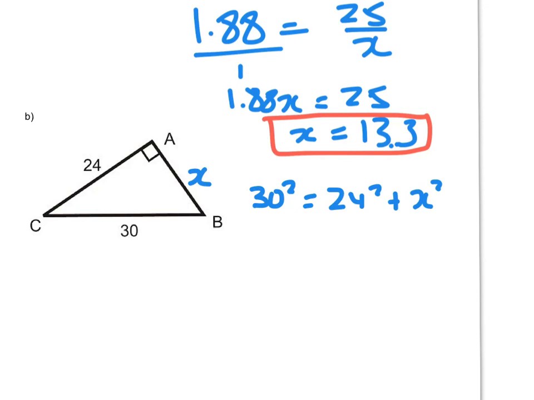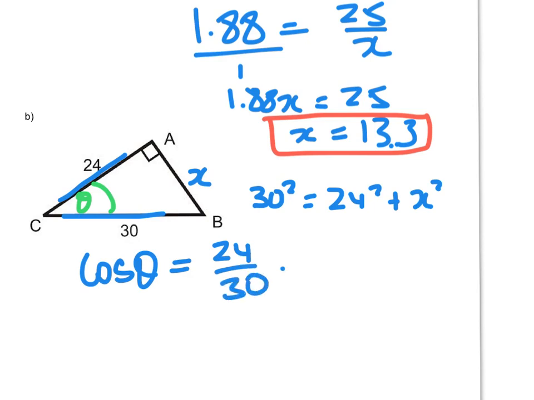So now we need to find the two angles. So I'm going to call this angle in here theta. Now, how am I going to go about finding that angle measure? Well, if you look at it, the angle theta, I know the hypotenuse here, I know the adjacent, so I'm going to say cosine, because it's adjacent over hypotenuse. Cosine of theta equals 24 over 30. So that means that theta is equal to cosine inverse of 24 over 30.